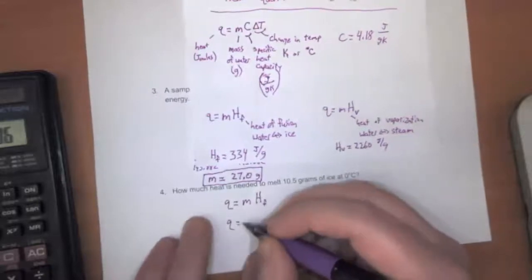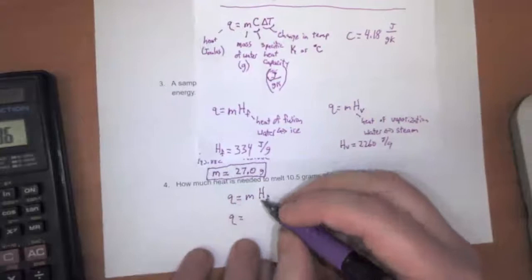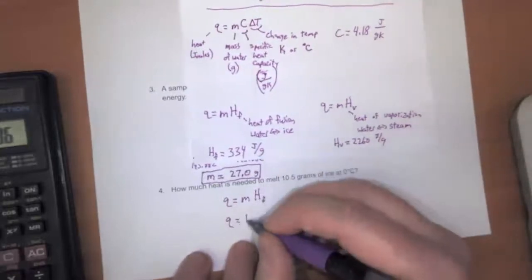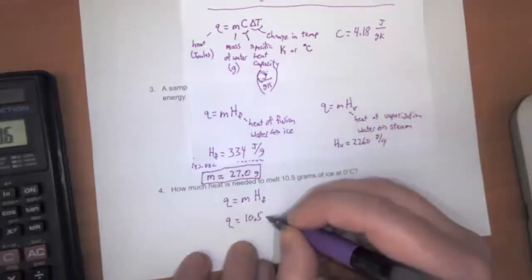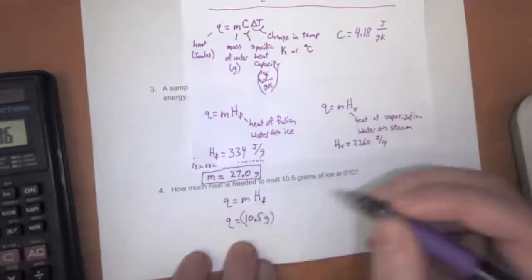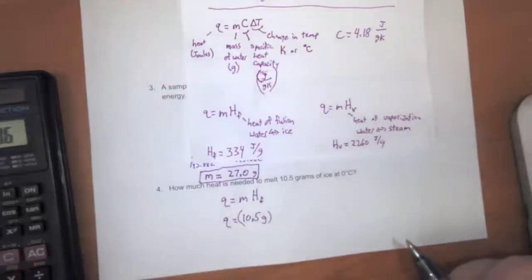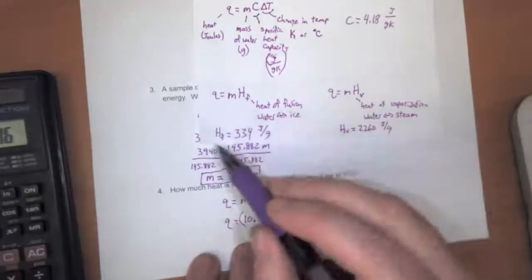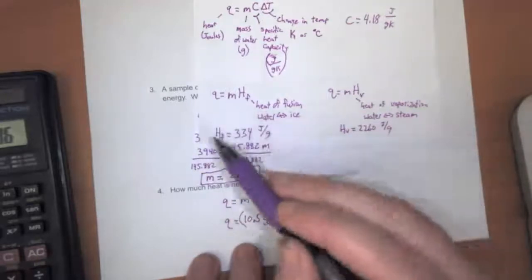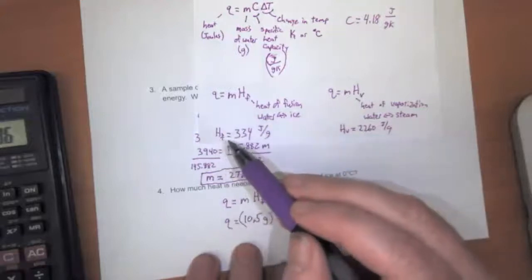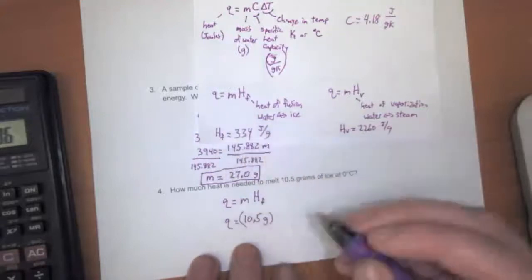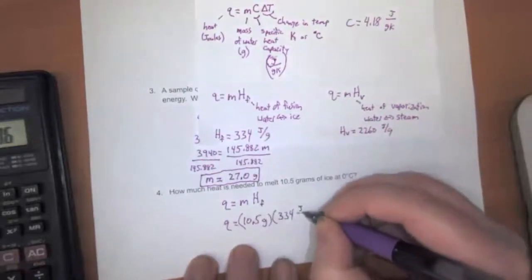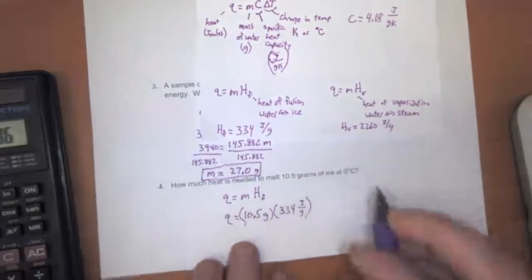Okay, heat is what we need to solve for, so Q is going to be our variable. What's M? M is 10.5 grams. And what's H of F? Well, H of F is the constant that's very specific for turning ice water into liquid water. All right, and so the heat of fusion for that substance is 334 joules per gram. And so we multiply these two numbers together.